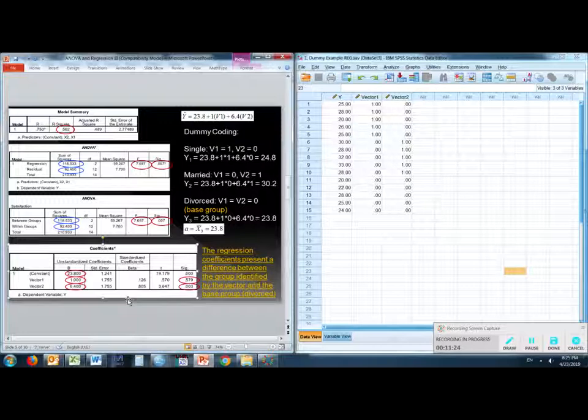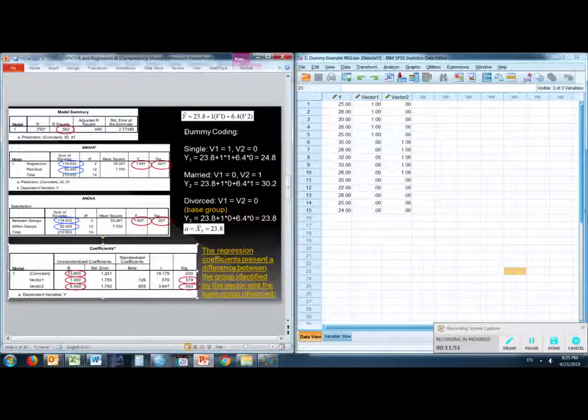First, we use our old ways. We write the regression equation: y hat, which is a predicted life satisfaction score, equals a plus b1x1 plus b2x2. We will have y hat equals 23.8 plus 1 multiply vector 1 plus 6.4 multiply vector 2.